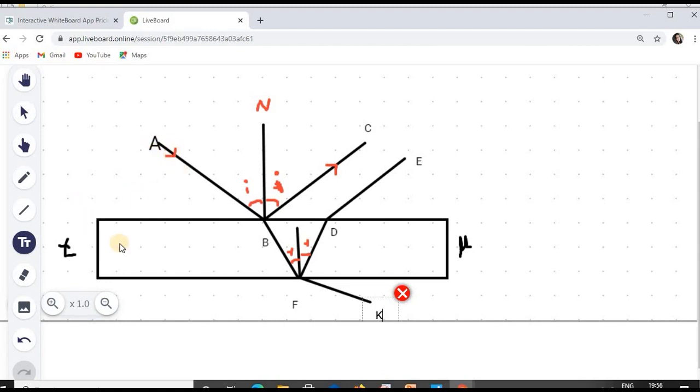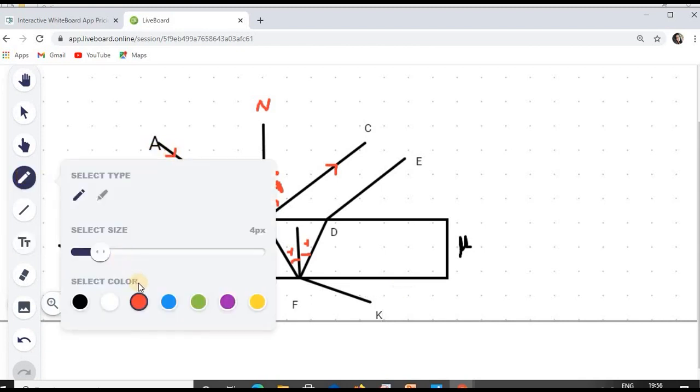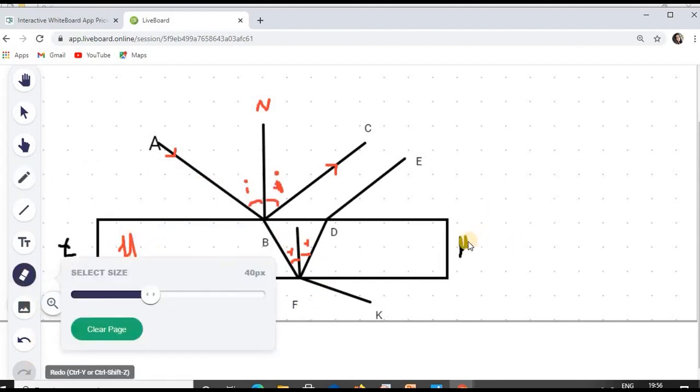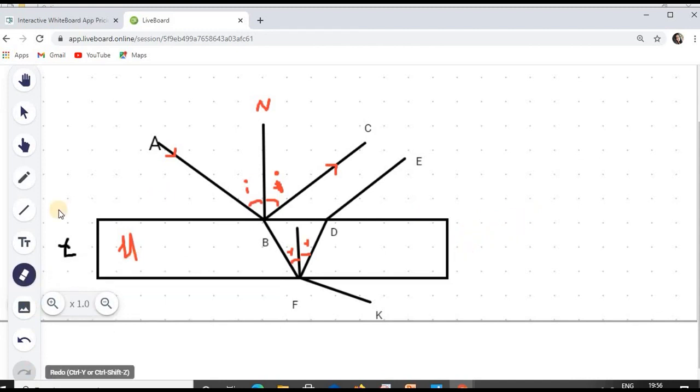So here I am having the medium. This medium is having a refractive index mu.